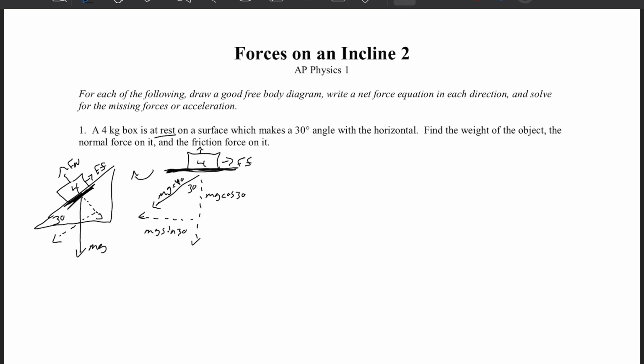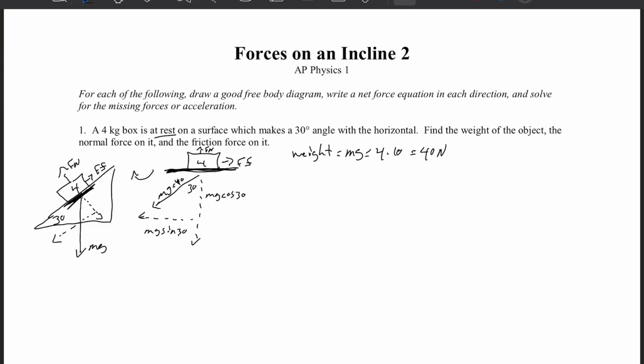Force of friction to the right. It is at rest, so we know we have balanced forces. Force normal up. We want to find the weight of the object. Of course, the weight is the force of gravity. That's mass times g. G is 10 on Earth. So mass times 10, 40 newtons.